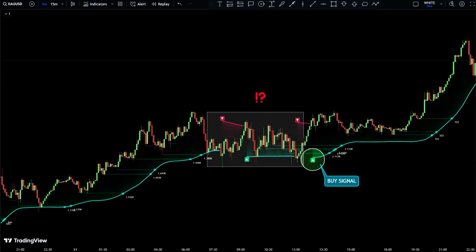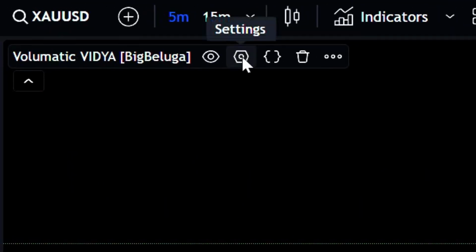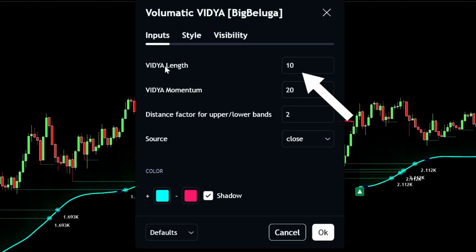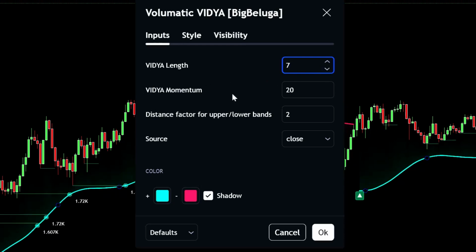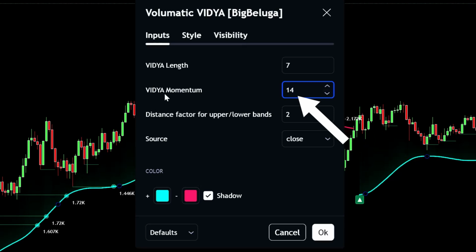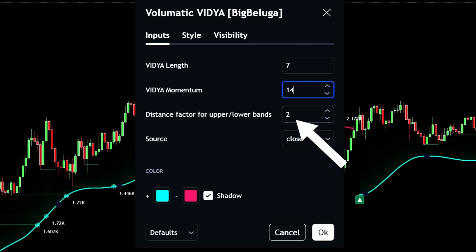So now, time for adjustments. Head to the indicator settings and in the inputs tab, let's change the VDI length to 7. Then change the VDI momentum to 14. Then leave the distance factor option at its default value, which is 2. After that, change the source to close.